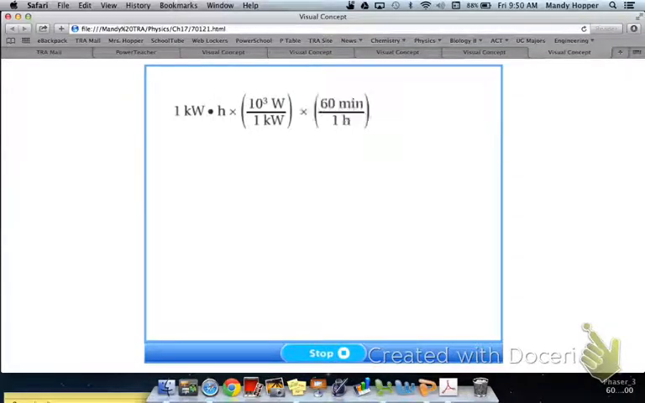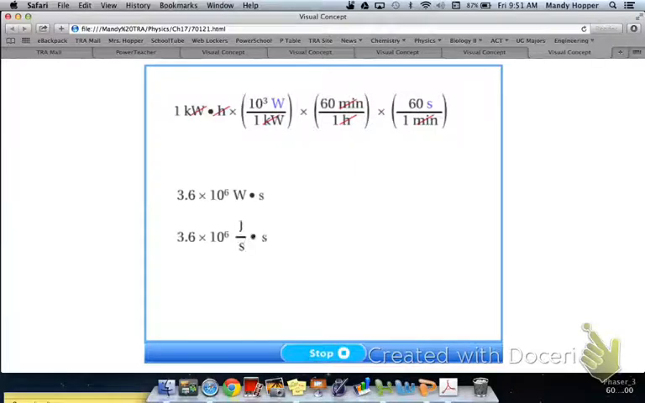Next, we can convert hours into minutes by multiplying by 60 minutes over 1 hour. We convert minutes into seconds in a similar fashion, multiplying by 60 seconds over 1 minute. If we pause to take a look at our units, we see that we can eliminate kilowatts, hours, and minutes, which leaves us with units of watt seconds. Performing the multiplication, we find that 1 kilowatt hour is equal to 3.6 times 10 to the 6th watt seconds.